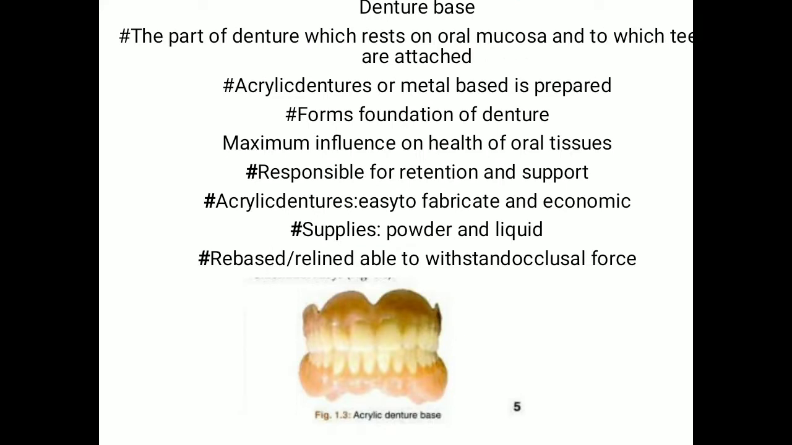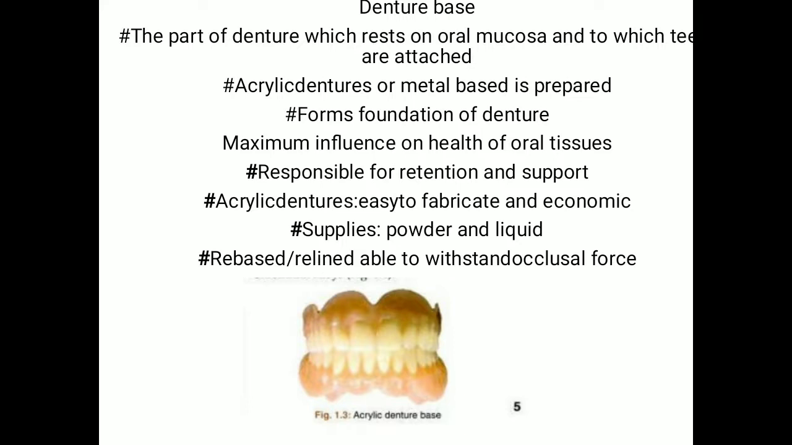First one, the denture base. The definition of denture base is the part of the denture which rests on the oral mucosa and to which the teeth are attached. Acrylic or metal denture bases are available. It is mainly used as the foundation of the denture. It has a maximum influence on the health of the oral tissues because it is in direct contact with the tissue surface. It is mainly responsible for retention and support.